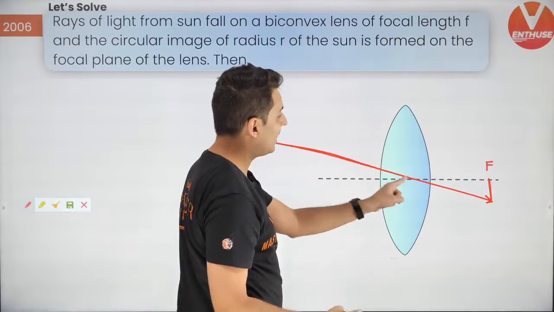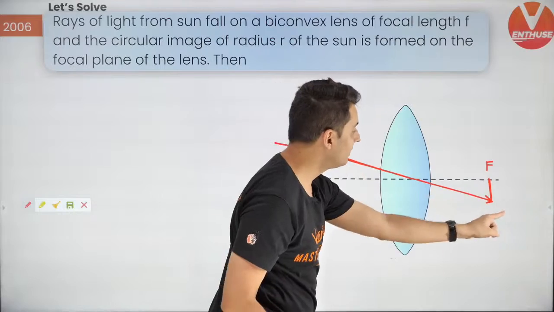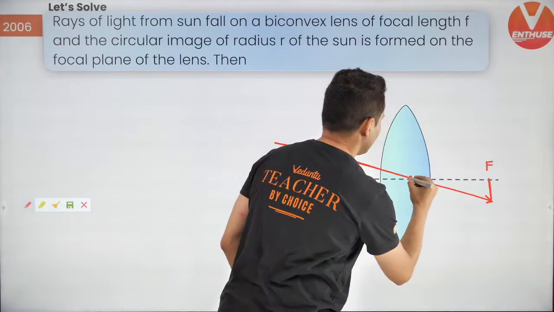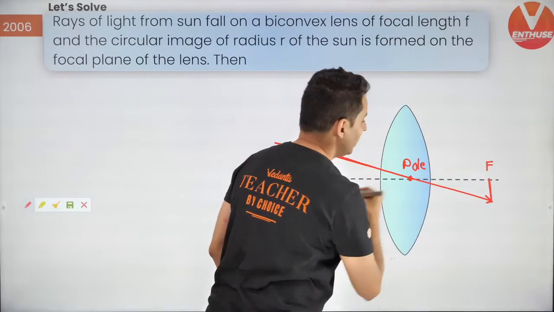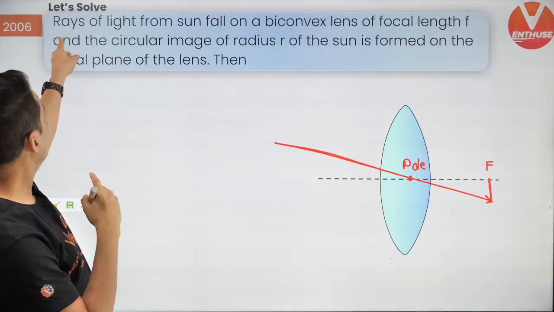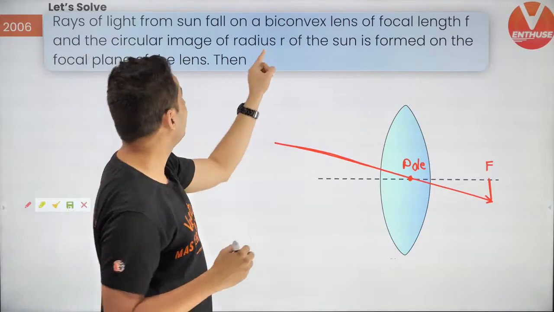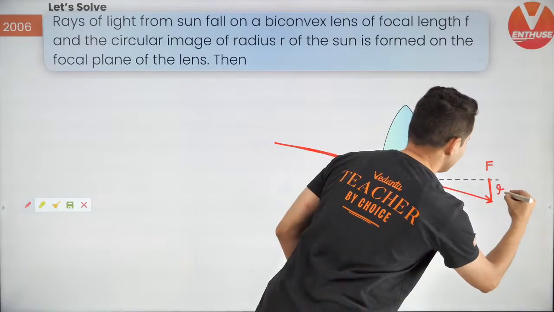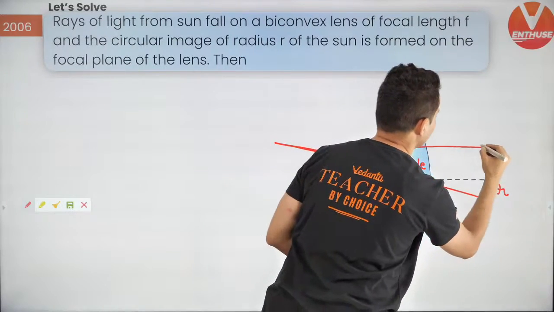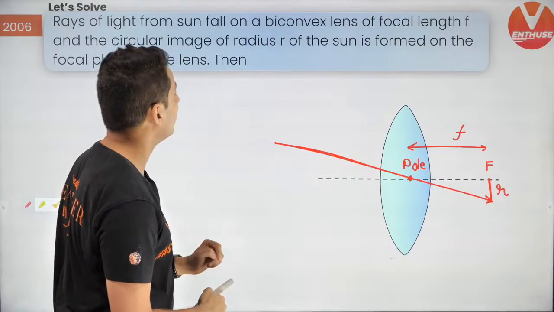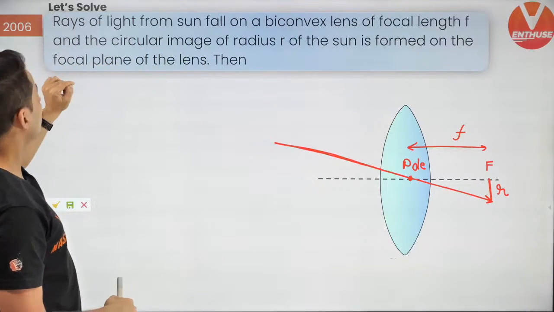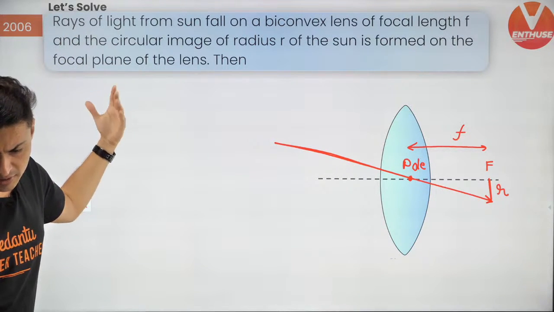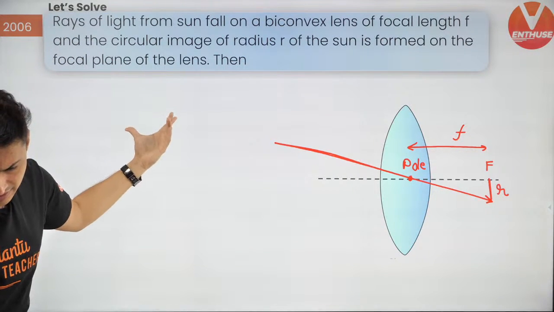The rays which pass through the principal focus, remember, they go undeviated. So I've just shown that ray over here. Now let's say this is the pole. And let's see what else we know. The circular image has a radius r. That means this is r and this much distance is f. Then the question is, we have to figure out what the area of the image is proportional to, and intensity and stuff like that.